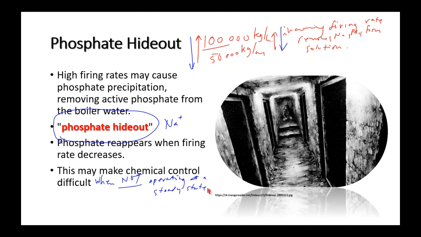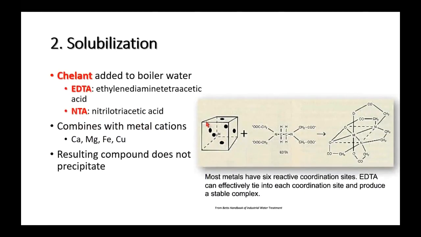Now this is mentioned in your textbook, so phosphate hideout must be one of those terms that you need to know. Okay, you need to know the term, you need to know what causes it. So before I go on a break, this one's pretty easy. This is solubilization. Chelants like EDTA and NTA.